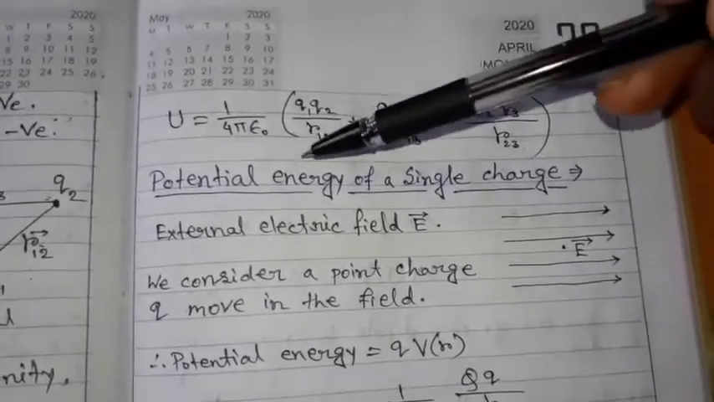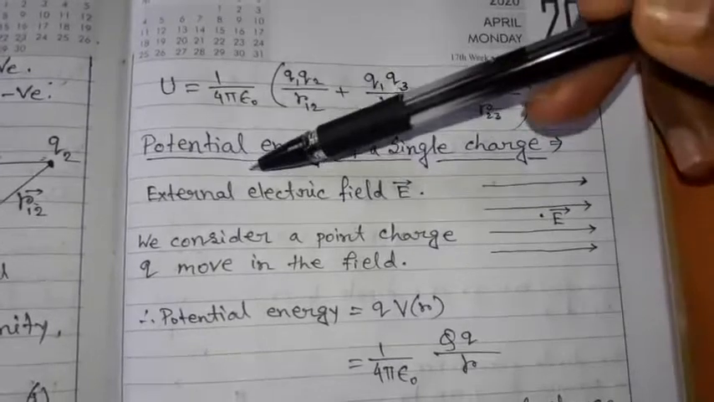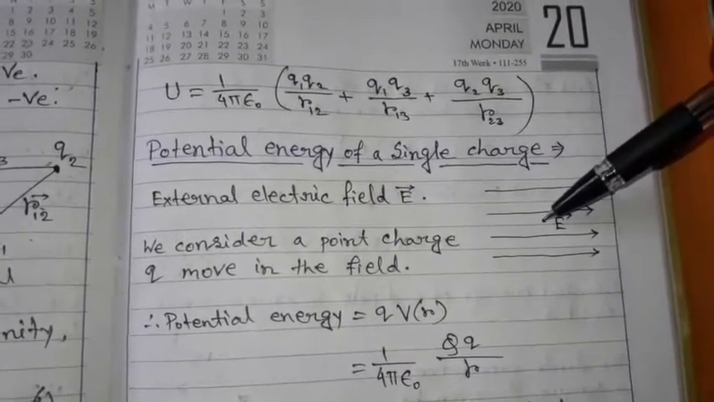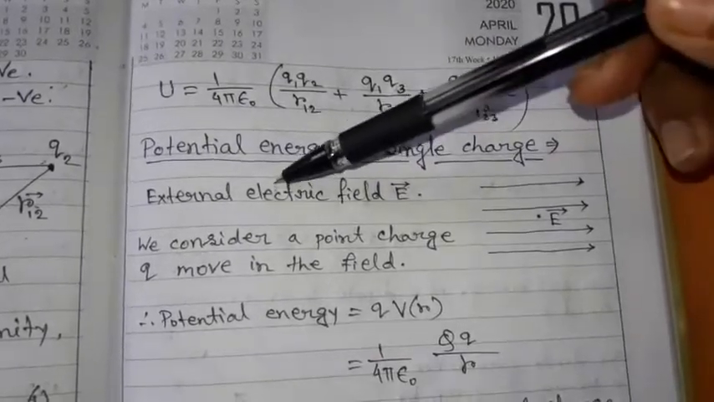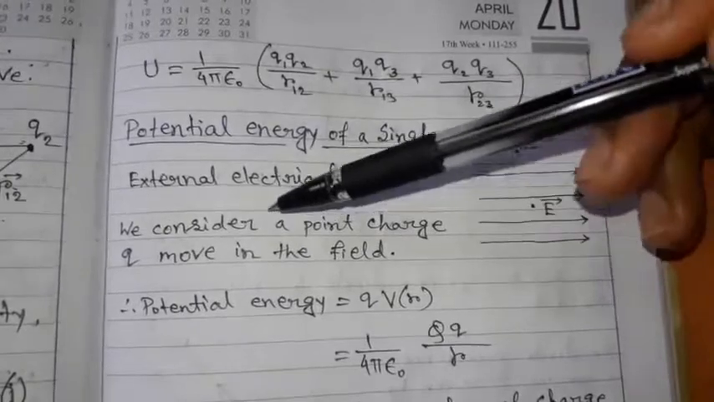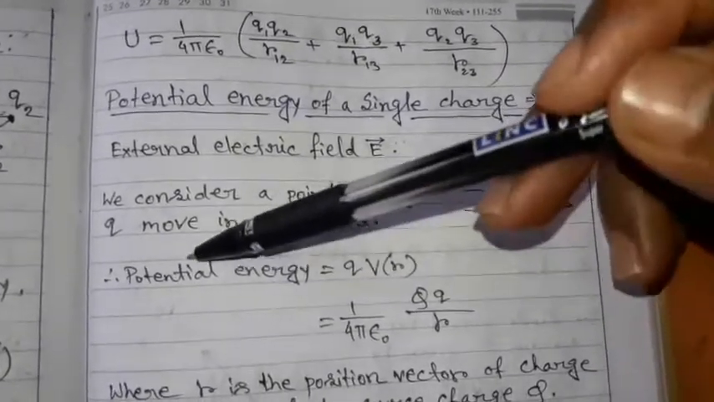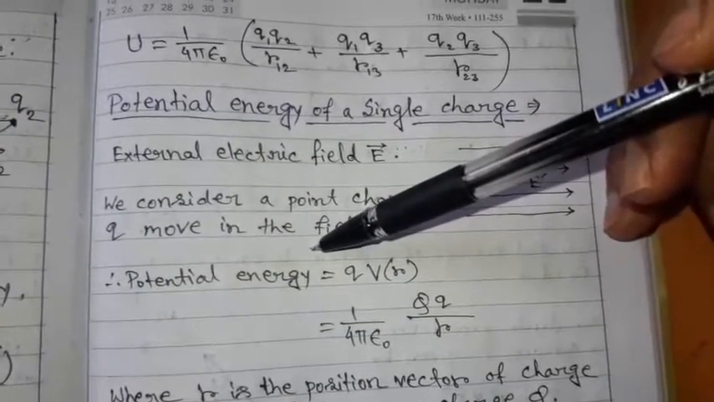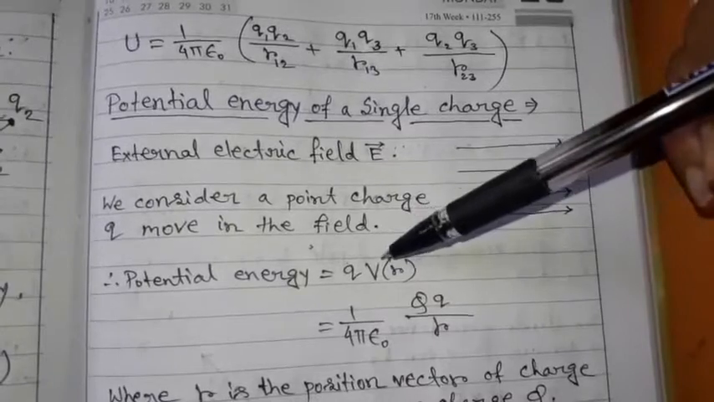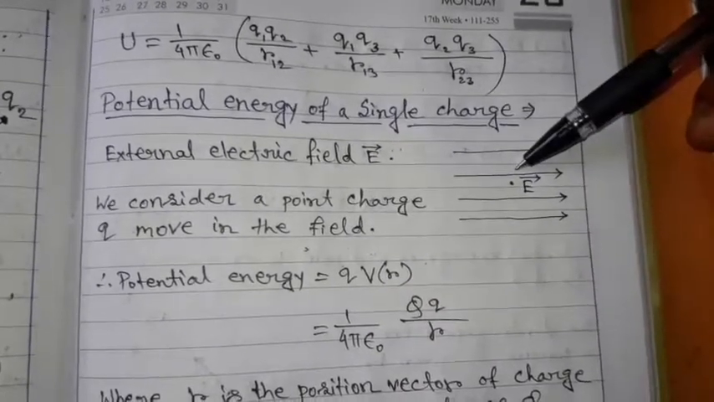Next topic, potential energy of a single charge. We consider an electric field E, in which a point charge Q is moving. External electric field is E. We consider a point charge Q moving in the field. Potential energy for this moving charge Q in the field E is Q into V function of R. V is the potential due to the electric field E.